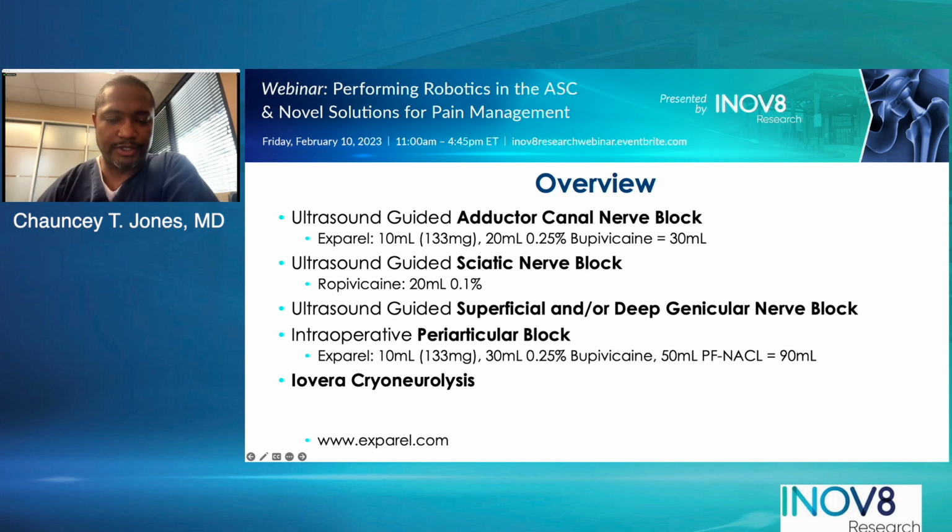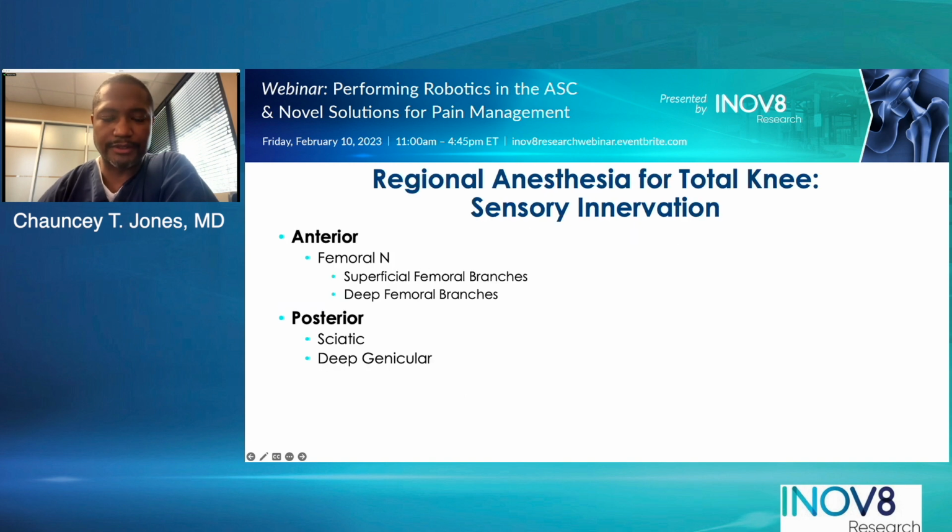For our adductor canals, we typically use Exparel in the concentration that you see on the screen. And for the periarticular blocks, they also use the other 10 cc's of Exparel in the OR. Next. So total knee, just very quickly, anterior, we want the femoral distribution, the superficial and the deeps. Posterior, we're looking at sciatic and geniculars.